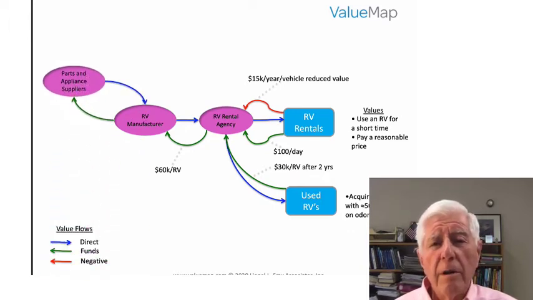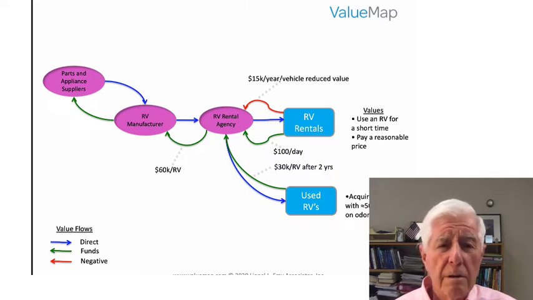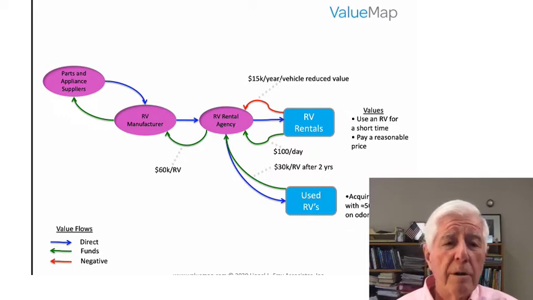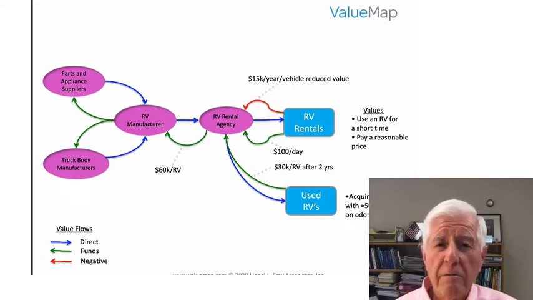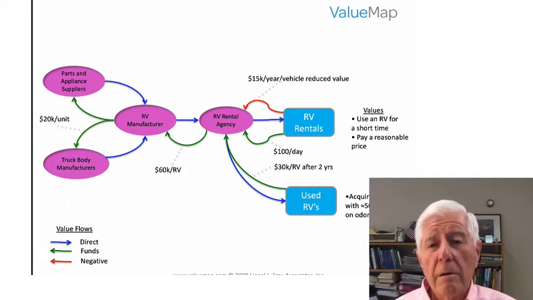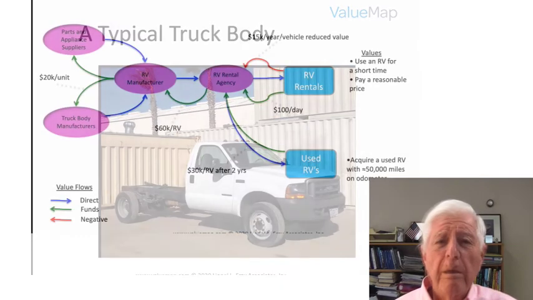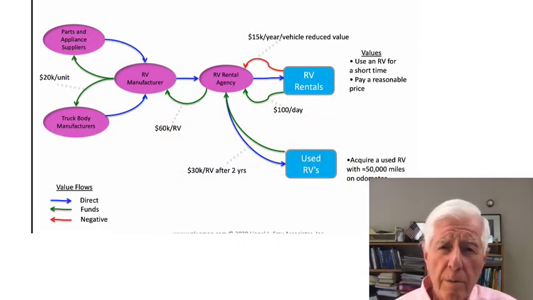Let's look at what the RV manufacturer really does beyond that level. In this case, it might be Winnebago, for example. Well, they buy parts and appliance supplies so that they can build the living quarters. And then they also buy a truck body from a manufacturer like Ford, for example. Typically, they will pay about $20,000 per unit. This is what a truck body looks like. Let's dig a little deeper into another part of the value map.